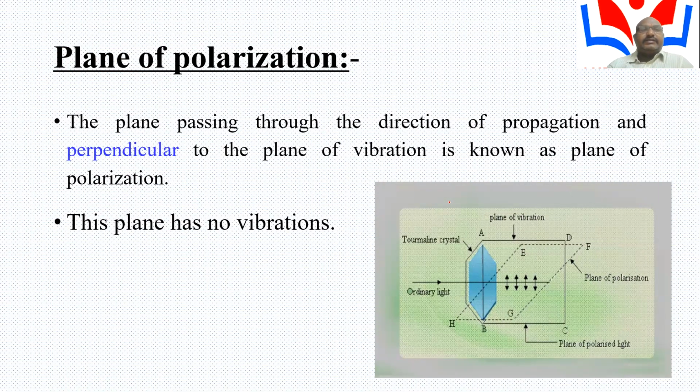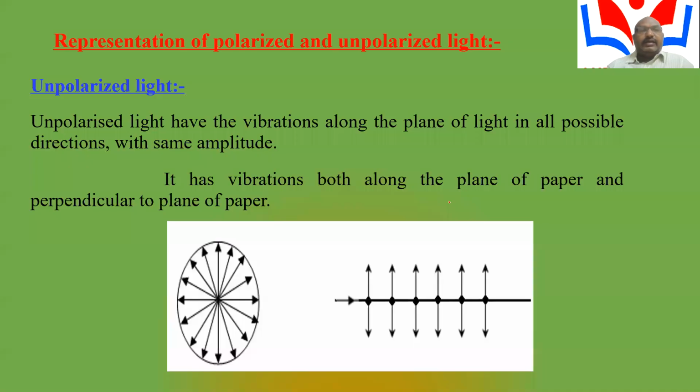So my dear students, from the diagram, ordinary light and plane polarization. The plane passing through the direction of propagation and perpendicular to the plane of vibration is known as the plane of polarization. This plane has no vibrations.